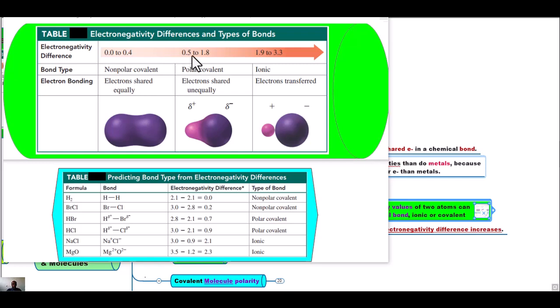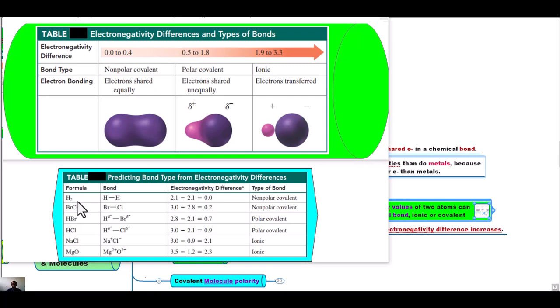If the electronegativity difference between two atoms is between 0.5 and 1.8, then the bond type is polar covalent bond, and this bond is formed by unequal sharing of electrons. There is partial positive and partial negative. Here we have no partial positive and partial negative because electrons are shared equally. If the electronegativity difference between two atoms is between 1.9 and 3.3, the bond type is ionic bond, and this bond is formed by electron transfer. There is a totally positive charge and negative charge.